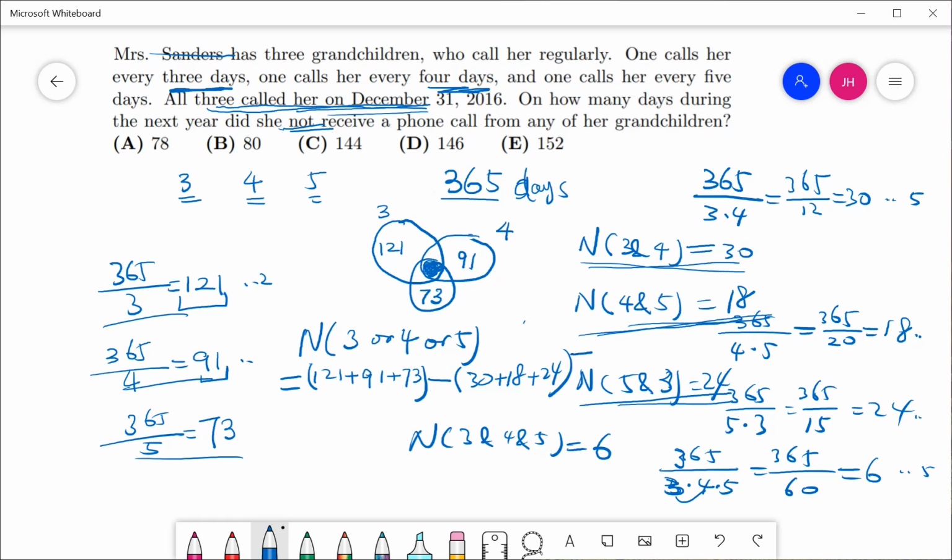All right? And we need to add back the days that all 3 grandchildren call her, because they were triple counted, right? So they were triple counted here, counted once, once, and once, 3 times. But they were deducted too many times. They were deducted once, and once, and once. So basically all 3 times were deducted. You see? But we still need them. We still need the days that all 3 grandchildren call her, right? We need to add it back. So that'll be 6. We add back the 6.